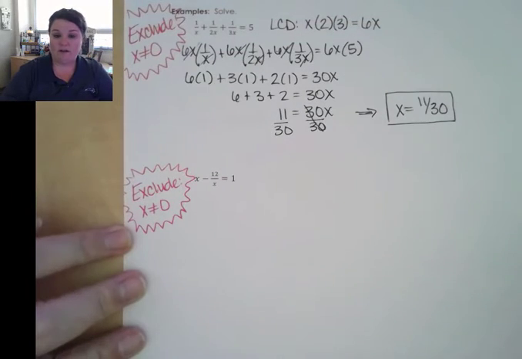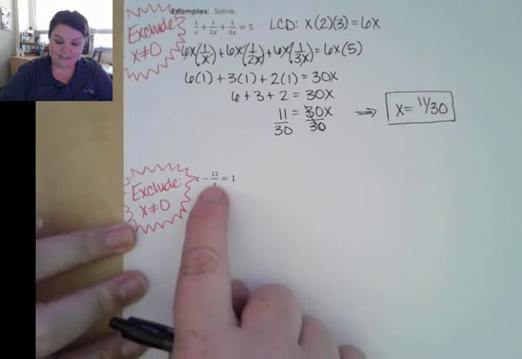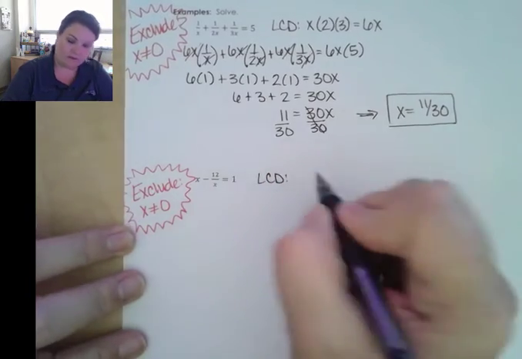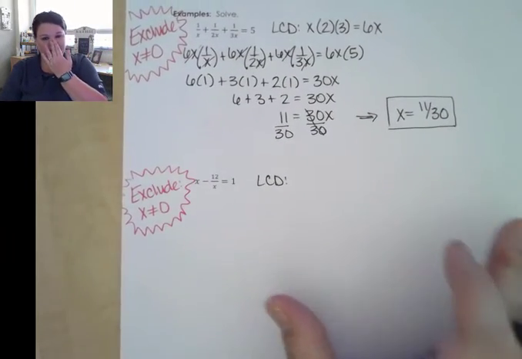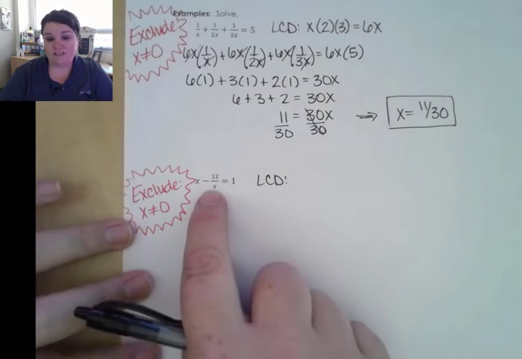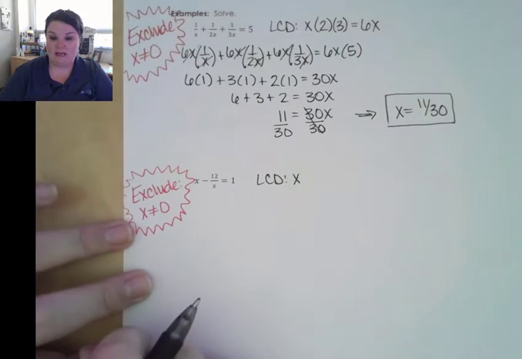So I'm going to go ahead and write it off to the side so that I remember to check my answer. And then I figure out what would clear that one denominator. So for my least common denominator, I want to multiply by something that would get rid of that one denominator that I have, which in this case is just an x. So my least common denominator would just be an x.